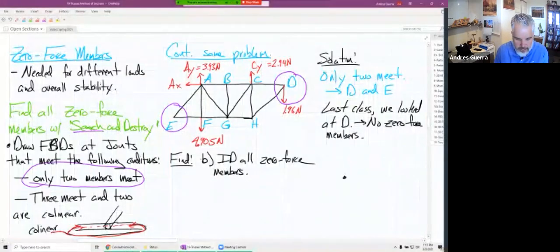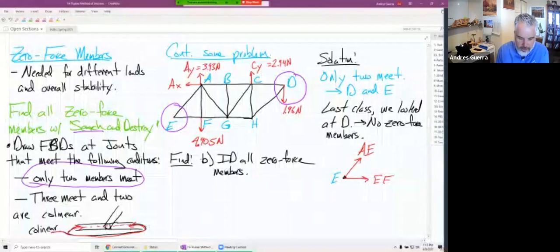If I do an FBD at point E, what we're going to draw, remember, everything in tension. So A to E is going to go up and to the right because it's going away from point E. That's a tensile force. And then I'm going to go to the right on E to F because that's going, again, away from point E. And so everything is drawn in tension.